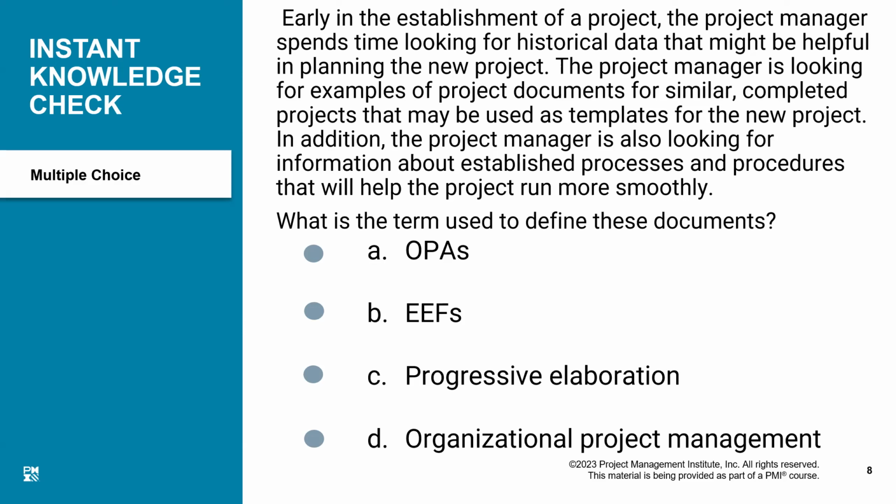So we have referred to a lot of documents here, like project documents of earlier, completed projects, like the templates we used earlier in the previous project, like the processes and procedures which had been followed in the earlier projects. So what are we referring to? Are we referring to organizational process assets, enterprise environmental factors, progressive elaboration, or organizational project management? What are these documents called?